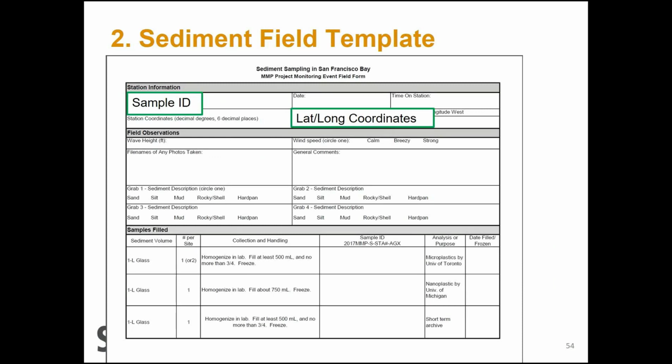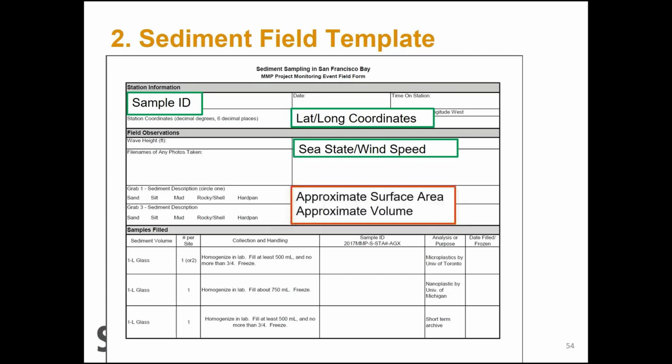This was our template for sediment sampling. And these are some of the important parameters. And again, sea state is important. And to this template, I would actually recommend including the approximate surface area and volume of the sample collected.